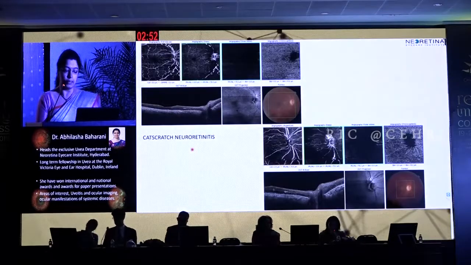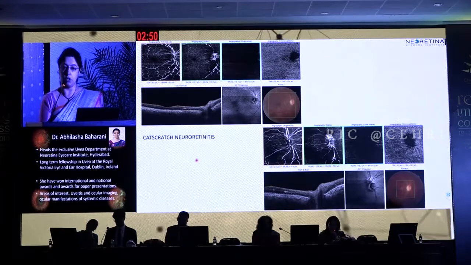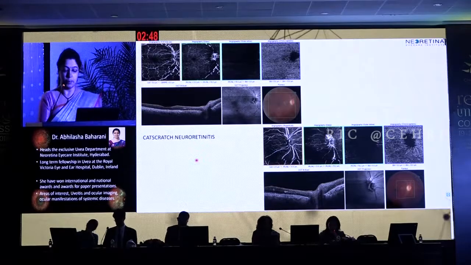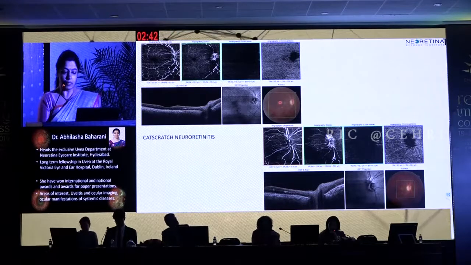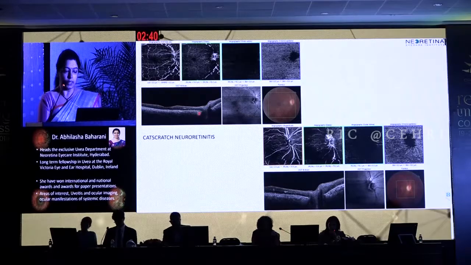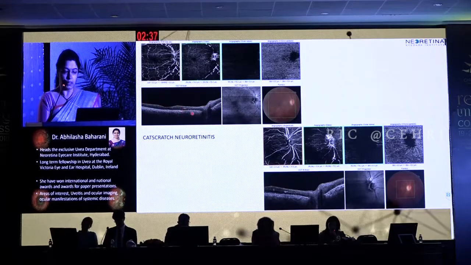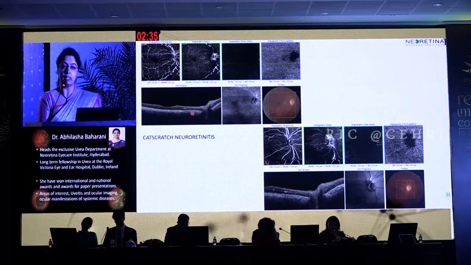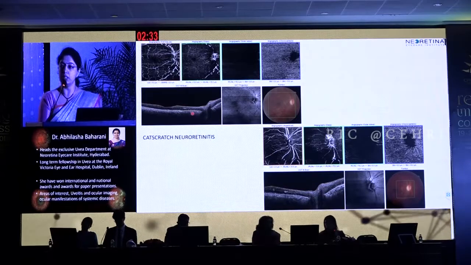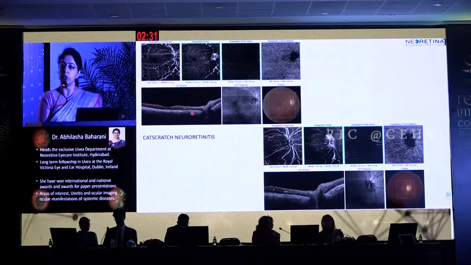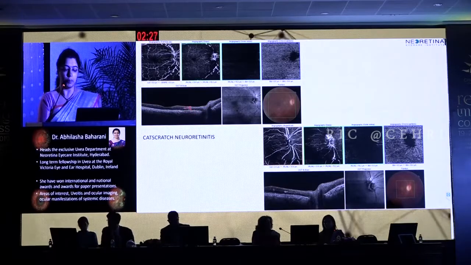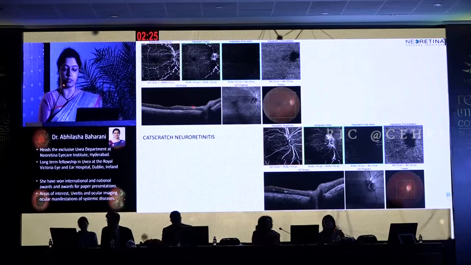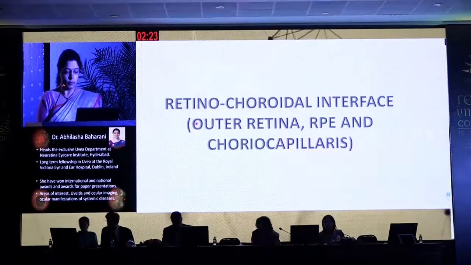Coming to cat scratch neuroretinitis, there are not many imaging studies on this disease. There's one case report on cat scratch neuroretinitis where these yellow dots have been localized to the outer plexiform layer, as we see in my case. There's another case report published in the Indian Journal on a presumed chikungunya neuroretinitis, where these hyperreflective dots are seen on the surface of the retina.